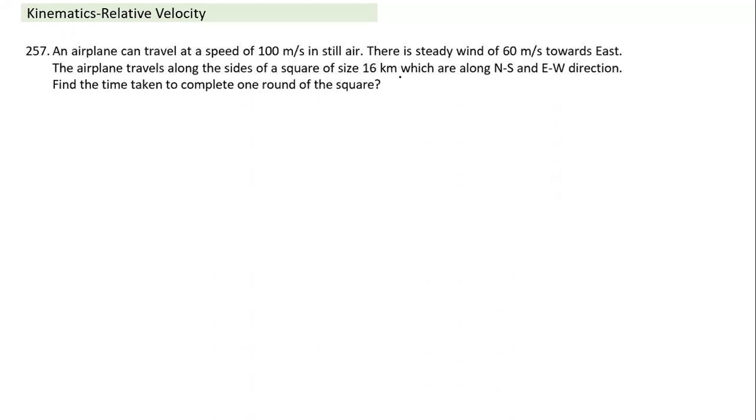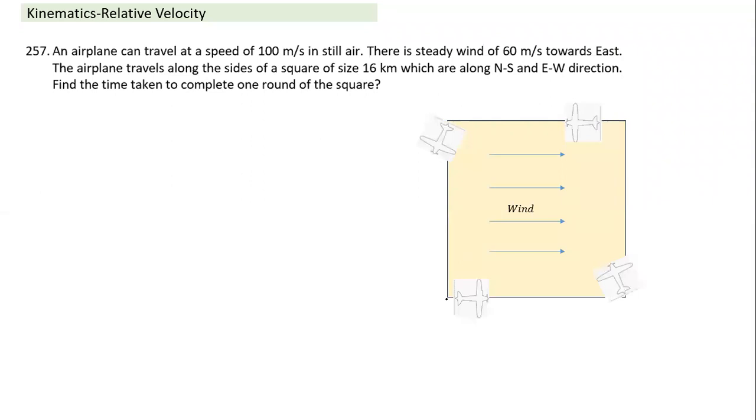And you'll notice this question is very similar to what we have done in the last 5 minutes. There is a steady wind of 60 meters per second going towards east, and the aeroplane can travel at a speed of 100 meters per second in still air. Let's say it has to travel along the sides of a square of side 16 kilometers, which are along the north, south, and east, west directions. So this is how the field is. This is the east direction. This is the north direction. So this field is oriented like this.